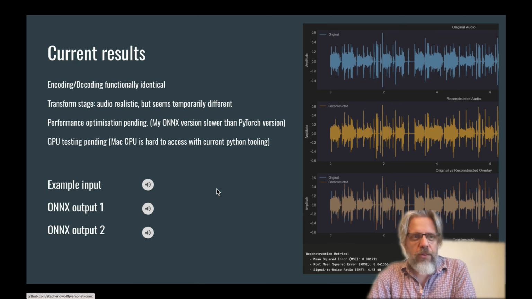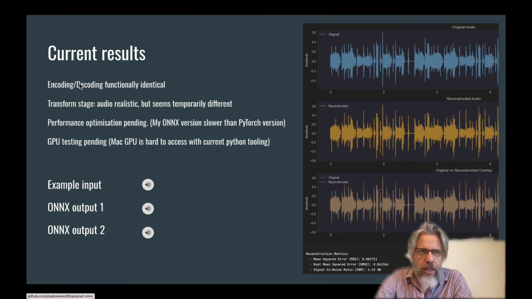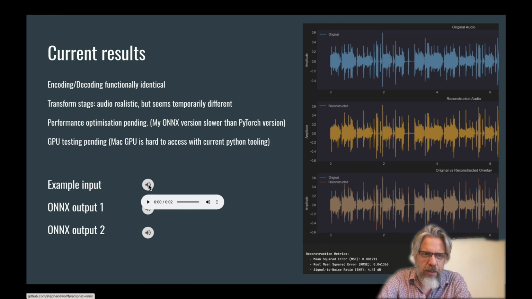So my results were that I got the encoding and decoding working identically between the two, PyTorch and ONNX, and in the transform stage, the audio is sort of realistic, but it seems a little bit different. It goes in and comes out a little bit, a slightly sort of temporal stretch or something. I'm not quite sure. So here's the example again.